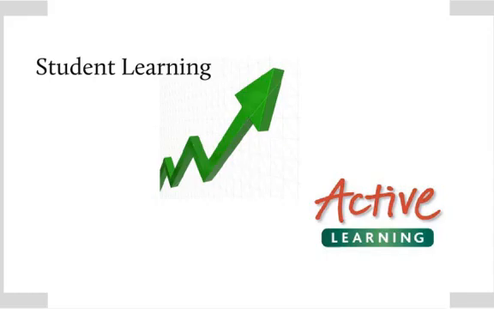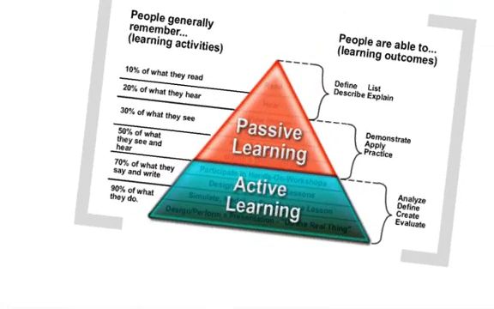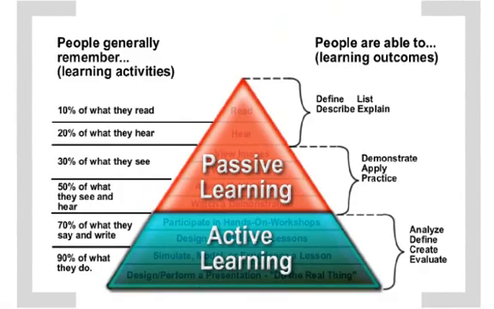However, during active learning, students are involved in much more than just reading or listening, and more emphasis is placed on higher-order thinking skills, such as analysis, synthesis, and evaluation. Further research has shown that students retain 70% of what they say and write, and they retain 90% of what they do. Compare this with the fact that students retain only 10% of what they read and 20% of what they hear, and you'll start to understand why active learning is so important.